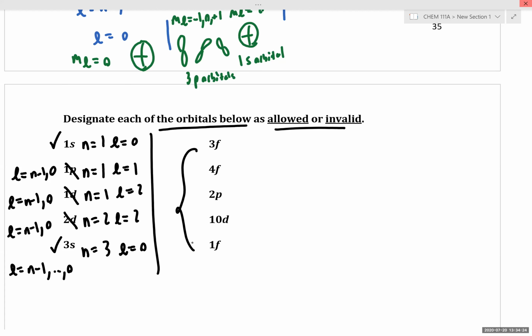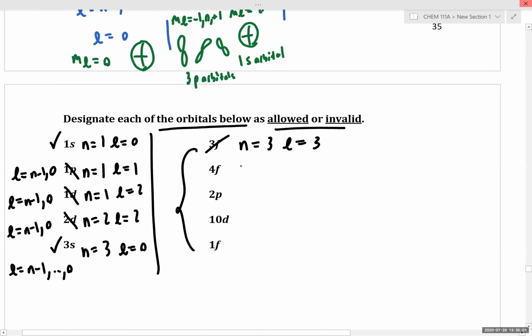Okay, so let's discuss this example. 3f corresponds to n equals 3, L equals 3. Is a 3f orbital allowed? No, it's not. So we cross it out.